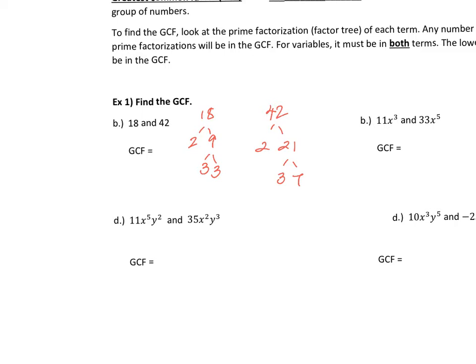Looking at your choices here, 18 becomes 2 times 3 times 3, and 42 becomes 2 times 3 times 7. So the largest number that they have in common is this 2 times 3, which is 6. So that's their greatest common factor.